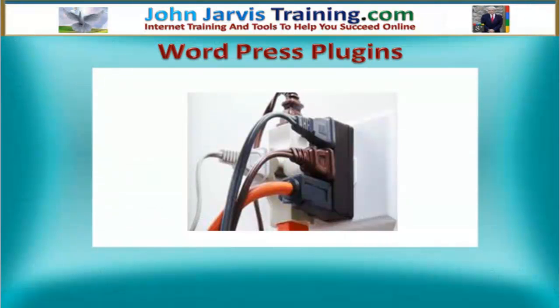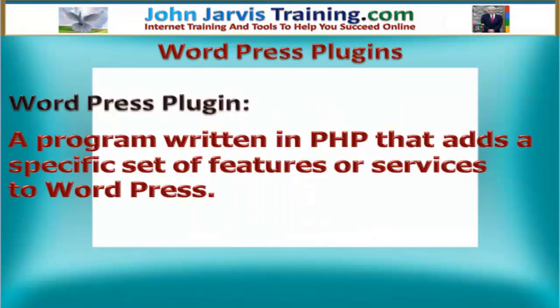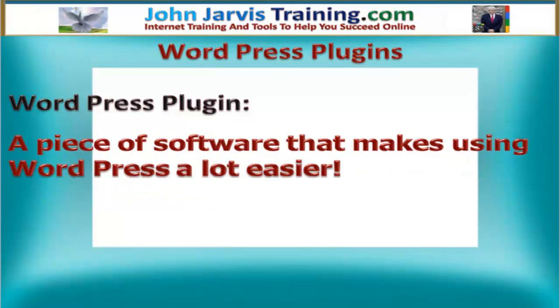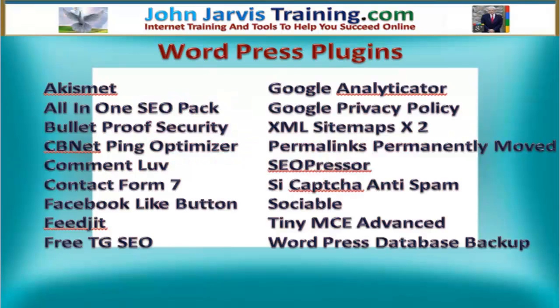In this section, we are going to be talking about our WordPress plugins. And by the way, they don't look anything like you see on the screen here. Definition of a WordPress plugin: a program written in PHP that adds a specific set of features or services to WordPress. Stuff that's way over my head. In the real world, a piece of software that makes using WordPress a lot easier. What you see in front of you here, this is your actual plugins list. And let's go over these one at a time.